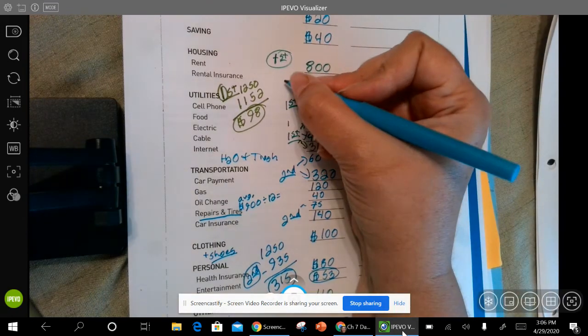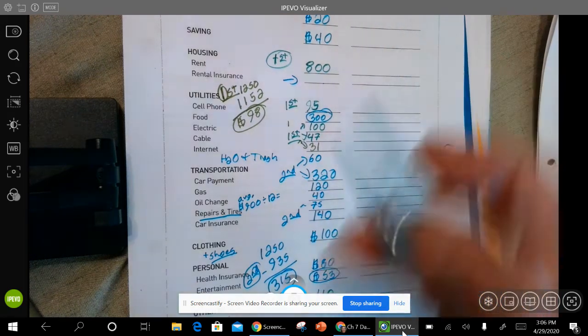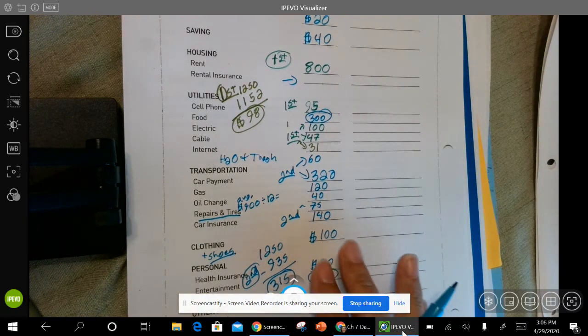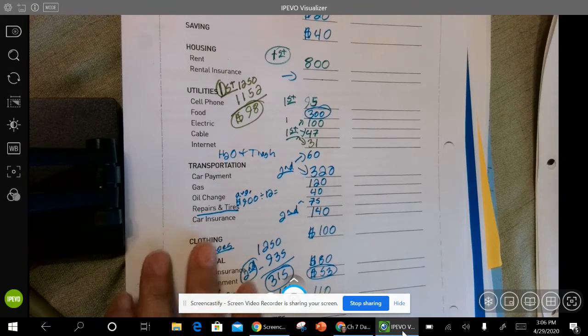Renter's insurance, it's a good idea to have it. It's not too much, but that is going to be at least around $10 or maybe less than that, because you get a discount if you have it with your car insurance. Okay, so that's that budget, everybody.